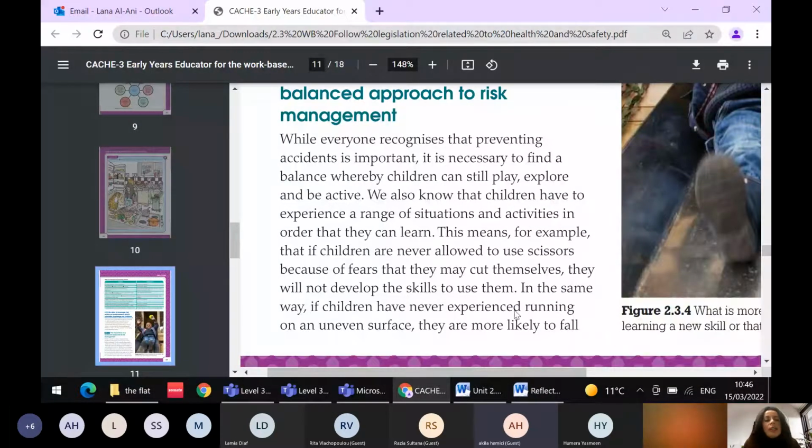Okay, and also we know that the child needs to have experience of a range of situations and activities. In order to learn, they need to do all these activities. We can't prevent them from having fun just because it's risky. They might fall, they might hurt each other. So that's why we need to allow the children to play. In the meanwhile, we need to make sure of the risk involved. We need to check it.